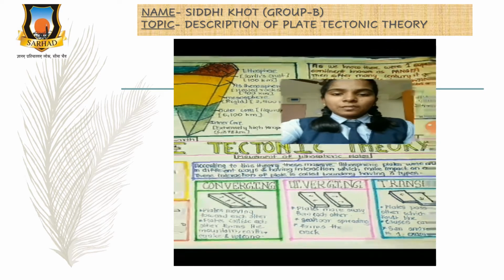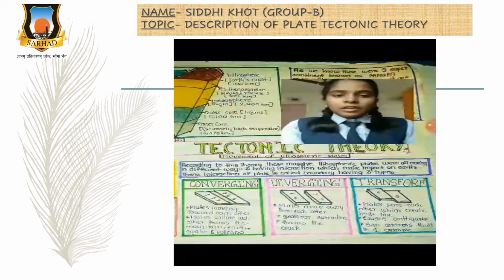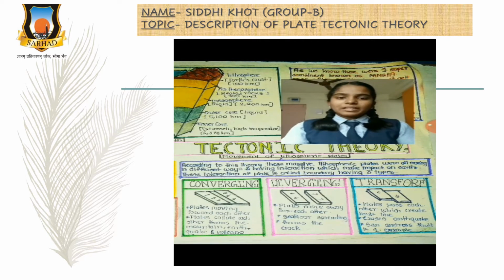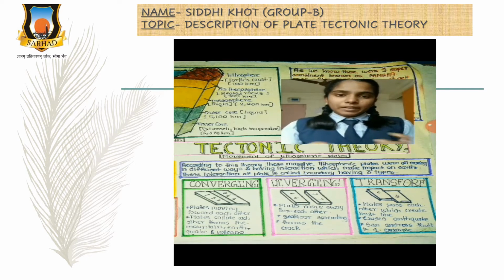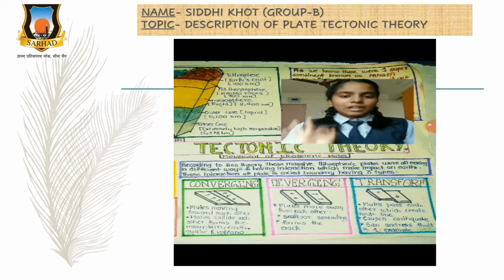According to the theory, the massive lithospheric plates are all moving in different ways and interacting with each other, and this makes an impact on the Earth. This interaction, where the plates come into contact with each other, is known as the plate boundary. There are three types of boundary: converging boundary, diverging boundary, and transform boundary.